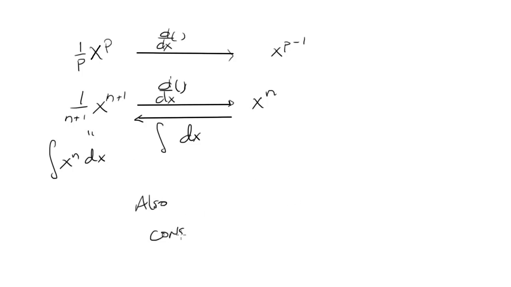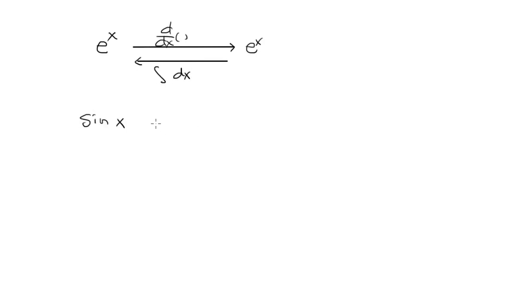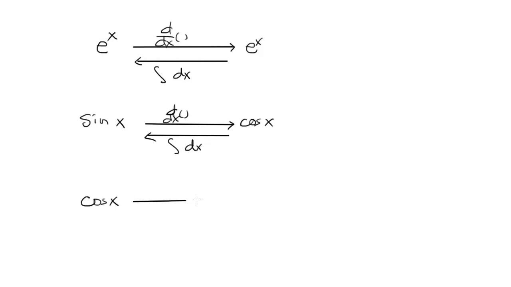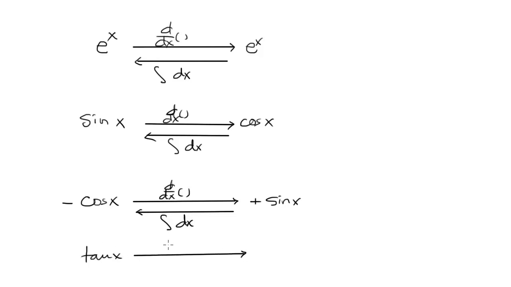Also, we have the special case of constants, or zero power. The derivative of a constant is 0, so the antiderivative of 0 is a constant. e to the x, we know that derivative. So we know the antiderivative of e to the x is e to the x. Derivative of sine, that's cosine. So we have another one. Derivative of cosine is minus sine, multiplied by negative. Now it's an integral identity for sine. And tangent, derivative of tangent, secant squared.